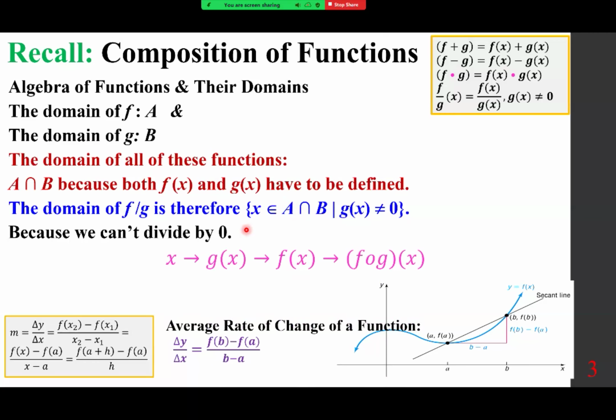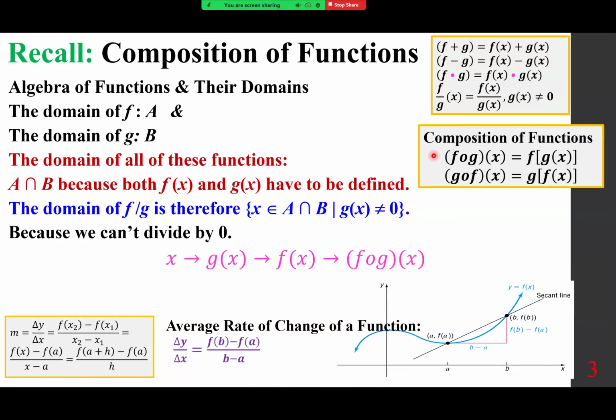As far as composition of functions is concerned, the range of g is in the domain of f, resulting in f o g, and we say f o g of x is f of g of x. G o f of x is g of f of x.